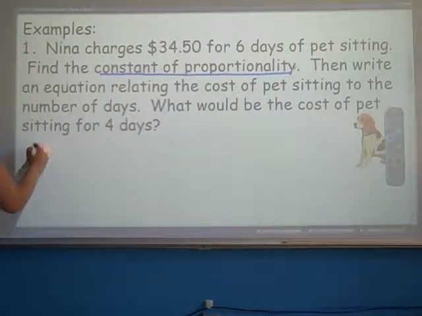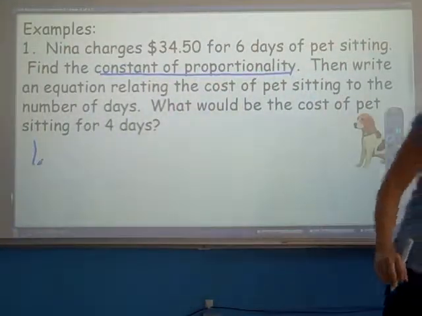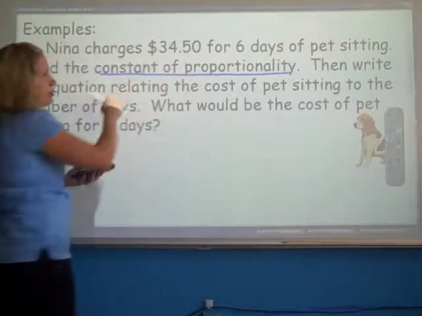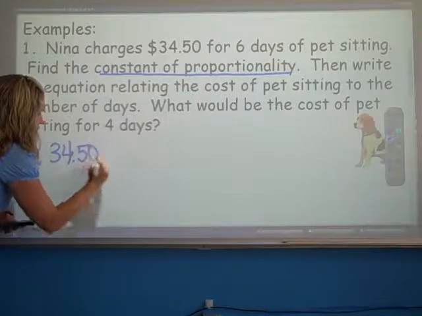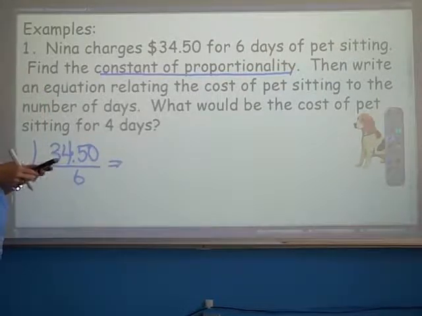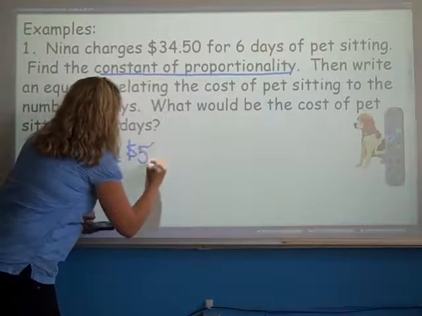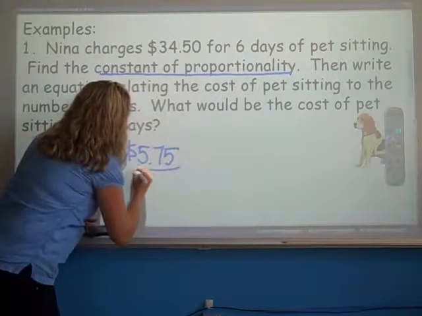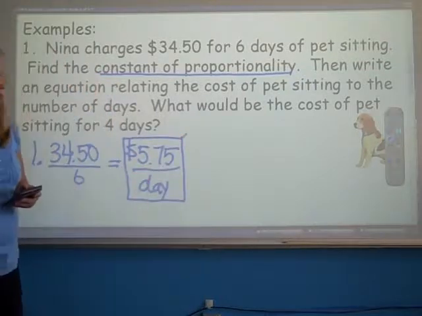So the first answer, I'm going to do number 1. We do $34.50 divided by 6, because that'll tell you how much for 1 day. Since the constant of proportionality is a unit rate, $34.50 divided by 6. I'm showing my work. 34.5 divided by 6 tells me it's $5.75 per day. So that is the constant of proportionality.